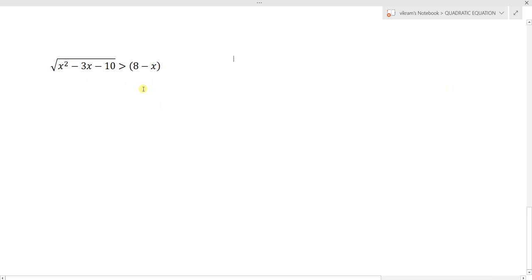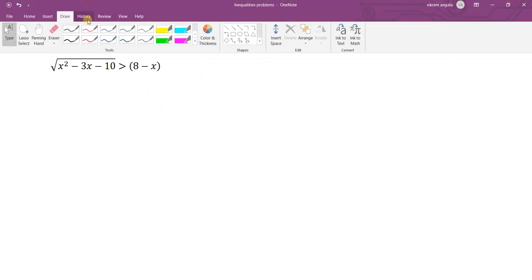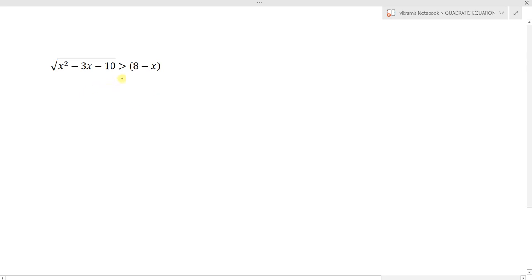Next question: square root of x square minus 3x minus 10 greater than 8 minus x. Again it is in the form of square root of a greater than b. What are the possible cases? The first thing is that the square root of a quantity must be greater than or equal to 0. In order to make this hold, the RHS quantity has to be less than 0. This is the first case.